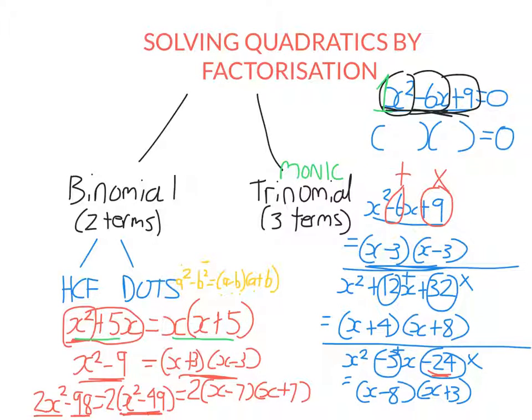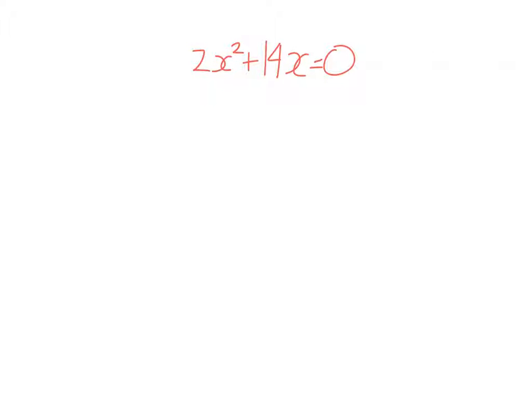So let's now use this factorization to solve some quadratic equations. So let's say I have this quadratic equation here, 2x squared plus 14x equals 0. The goal is to factorize the quadratic expression and use the null factor law. So we have a quadratic binomial. There are 2 terms. So I'm going to use highest common factor. So the highest common factor of both terms is 2x. So 2x squared divided by 2x gives x. 14x divided by 2x gives positive 7.